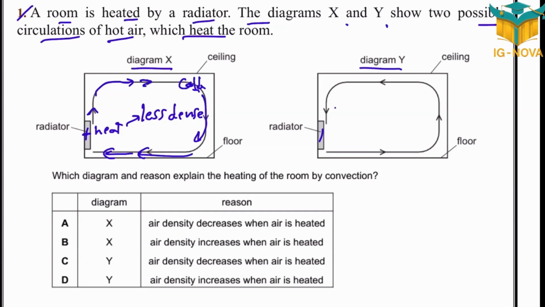While for Y, the air is hot. How does the hot air go back? It must rise up, so not diagram Y. So it must be X. The reason is that air density decreases when air is heated. So I'm going to go for it.